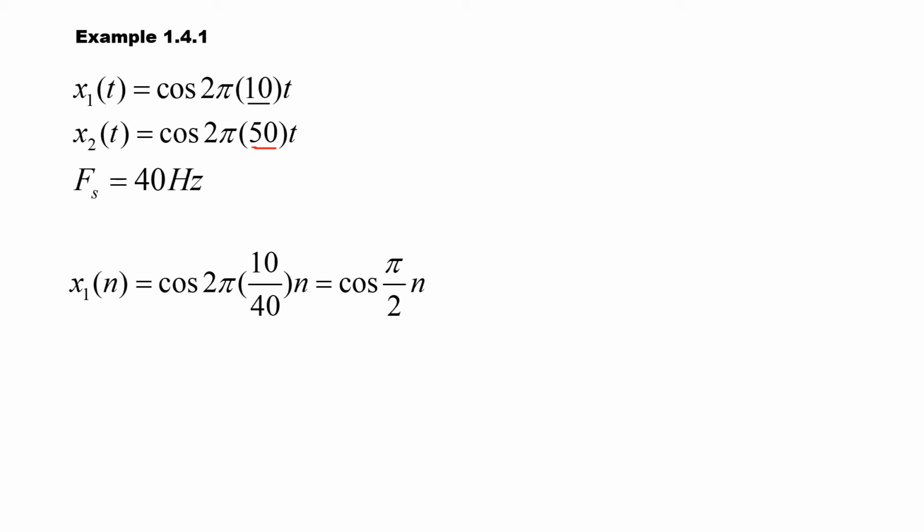We know that when we convert from continuous to discrete, this 2 pi f t becomes 2 pi f over fs. So f is 10 in the first example and fs is 40. So we have 2 pi 10 over 40, which is simply, 2 1s are 2, 2 2s are 4, we get cos pi by 2 n.